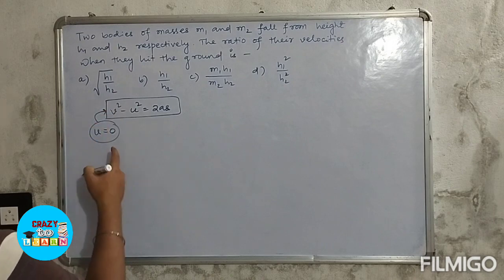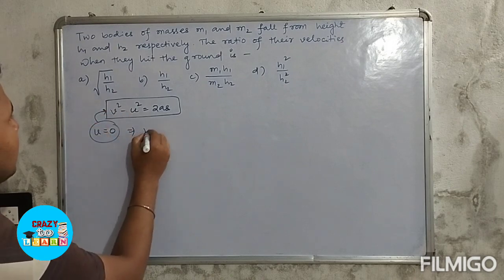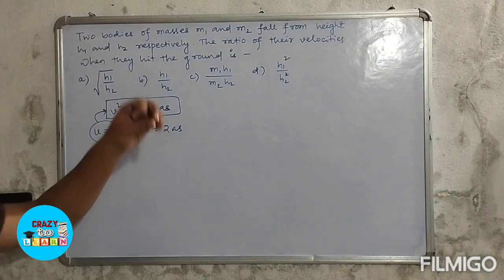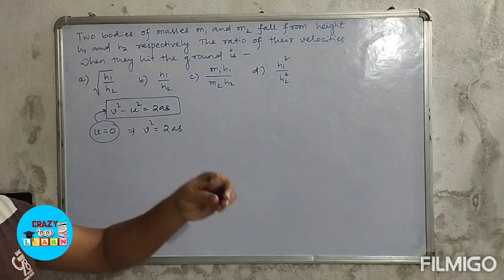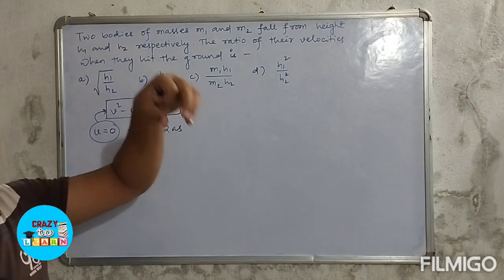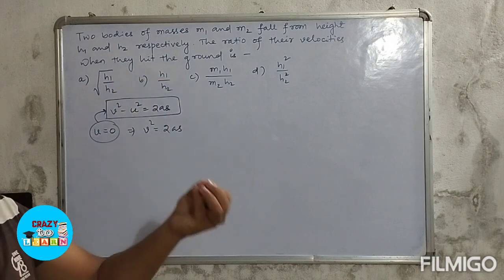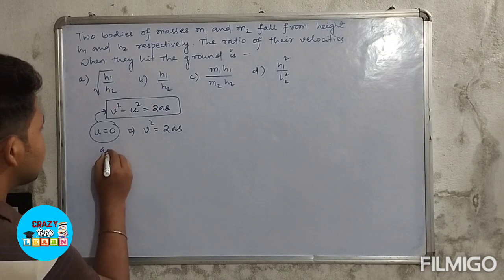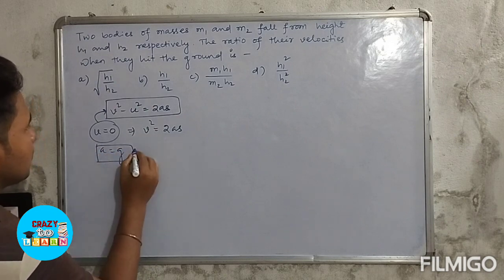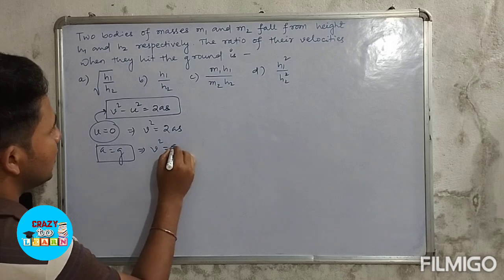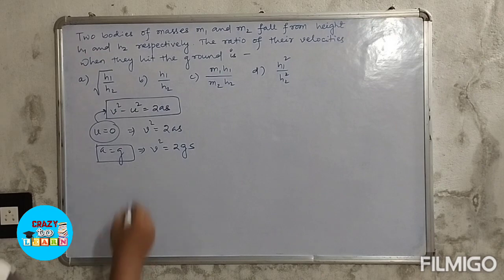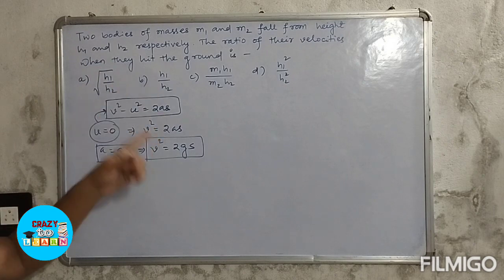So if you put u equal to 0 in the above equation, we get v square is equal to 2as, and both come under the free fall case. When we drop an object from a height, the body moves with acceleration equal to the acceleration due to gravity. So here the acceleration is g, and we can write the formula as v square is equal to 2gs. s is the displacement, and in this case s is the height.